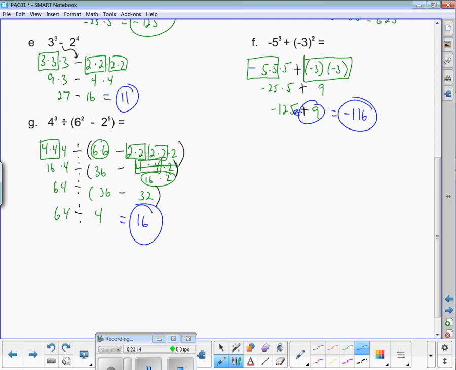All right, that's a tricky problem, I know. But sometimes you'll get them like that. Just take it a little piece at a time. Don't let it scare you. Just take it a little piece at a time.